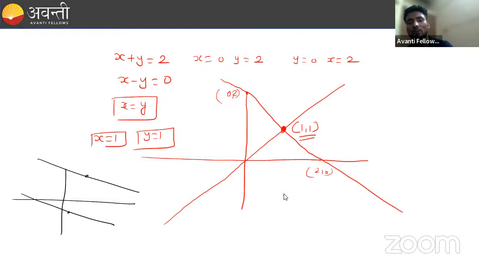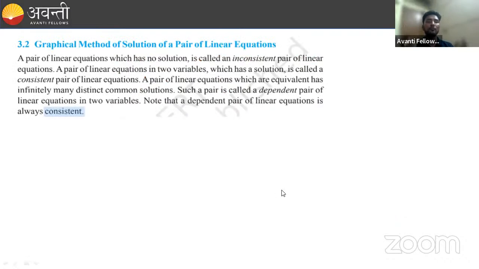So based on that, if a pair of linear equations has no solution, it means we are not getting any x and y value, then that kind of solution is called inconsistent. Okay, if a pair of two linear equations is given and it has a solution, meaning we get the value of x and the value of y by plotting the graph, then it is called a consistent pair of solution. Okay, so there are two things.